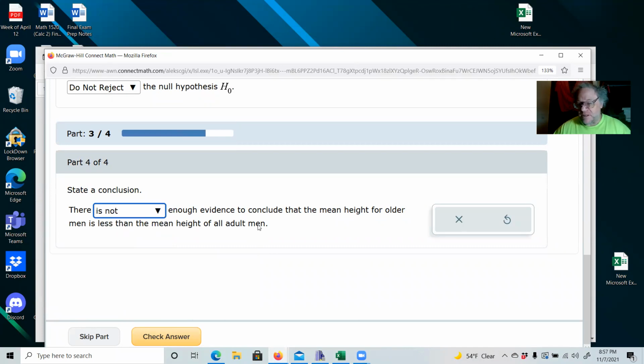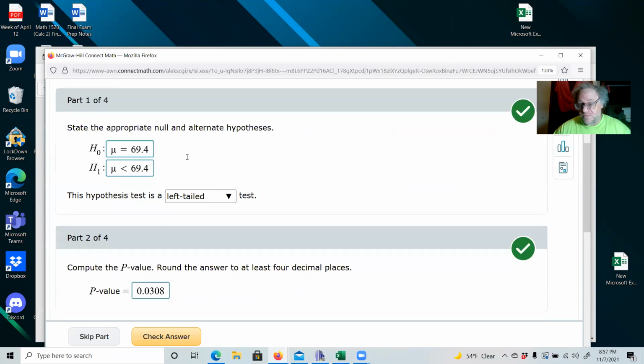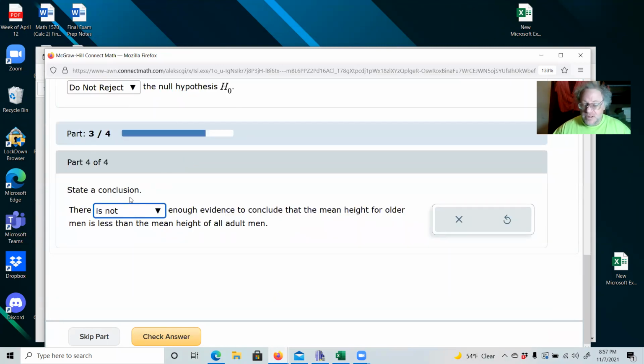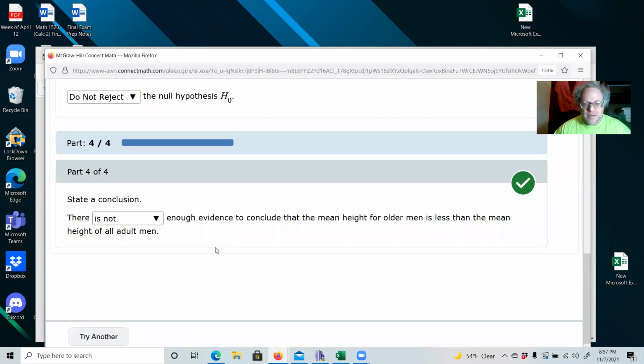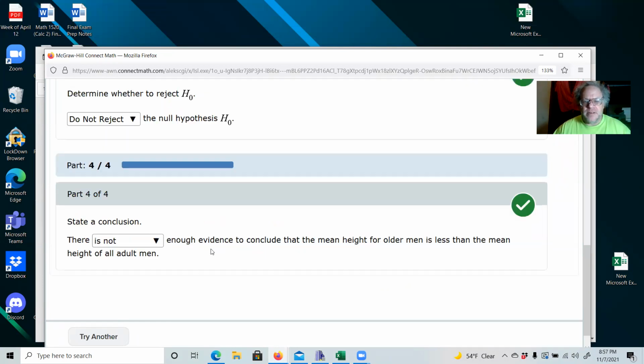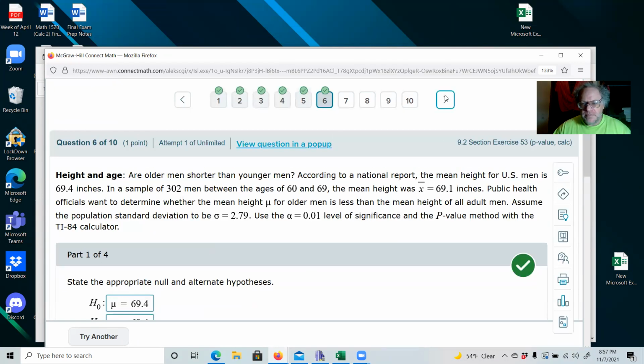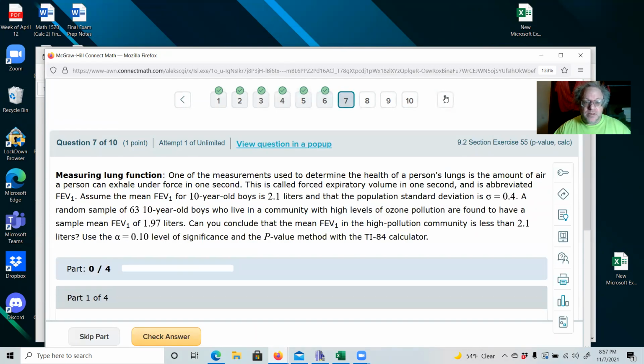Okay, there is not enough. This you don't have to write formally. If you're worried about what to memorize, memorize the 5 steps, and then worry about interpreting what's going on. But I'm not going to expect you to write like this. There's not enough evidence to conclude that the mean height for older men is less than the height for all adult men. And there we go. All right, excellent. Not doing too bad.